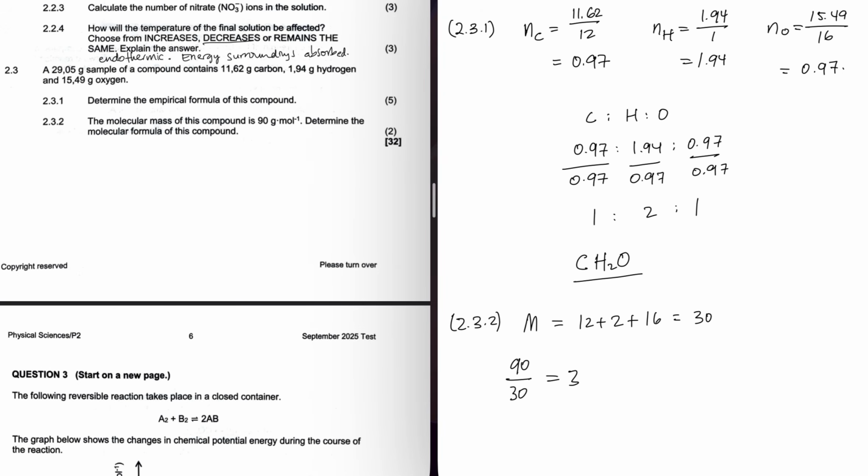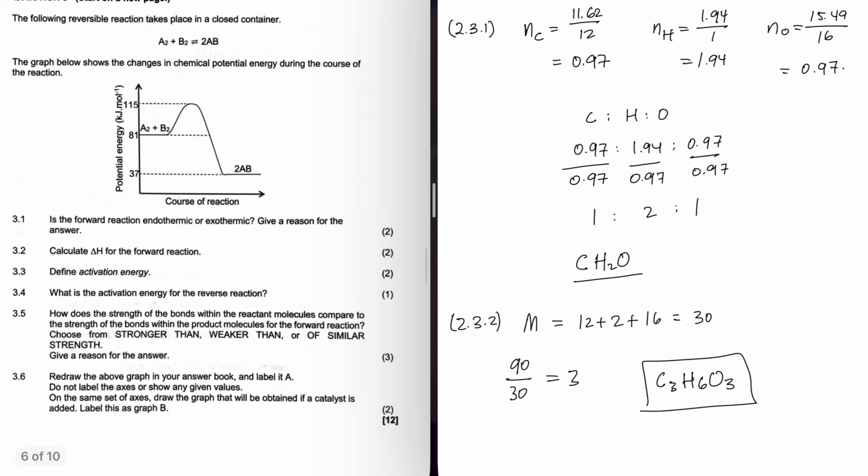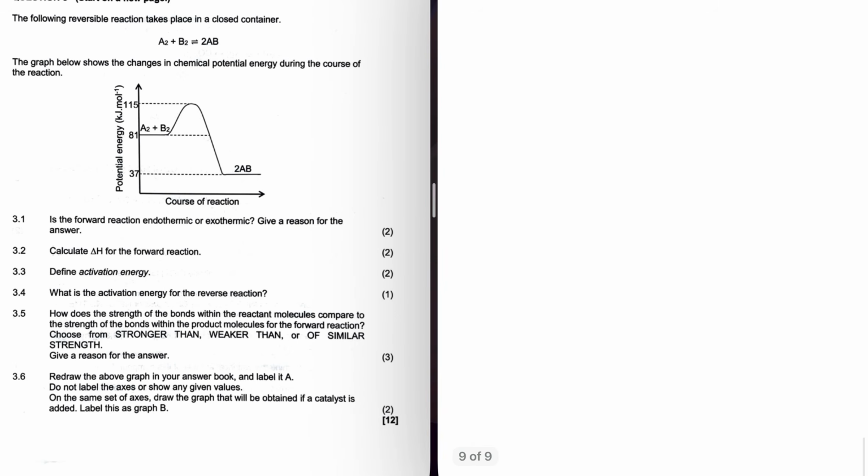So the molecular formula is triple the empirical formula. So we're going to multiply everything by 3. So C becomes C3, H2 becomes H6, and O becomes O3. And so that's our molecular formula. Now let's take a look at question 3.